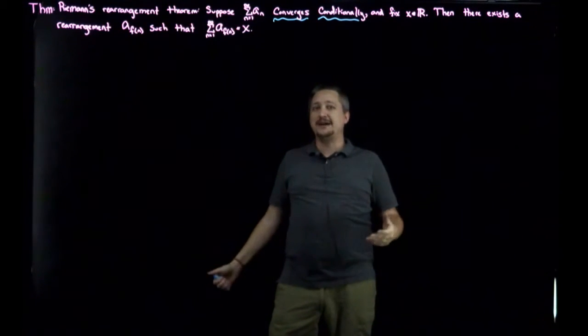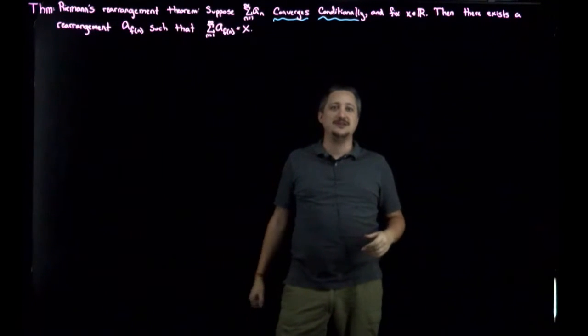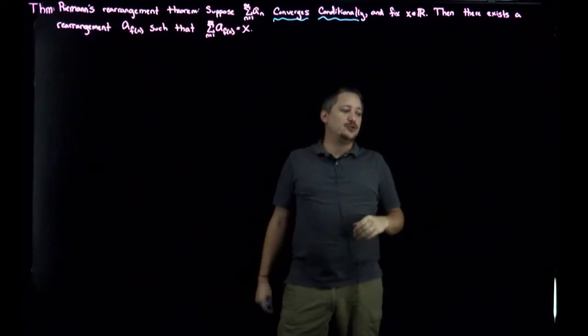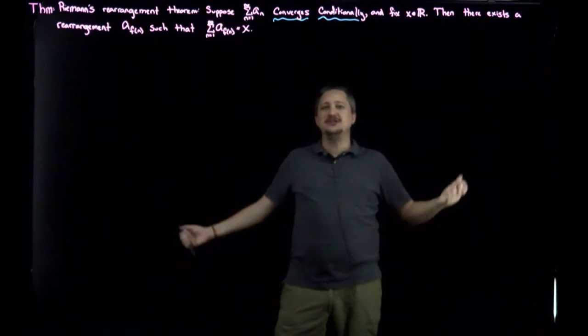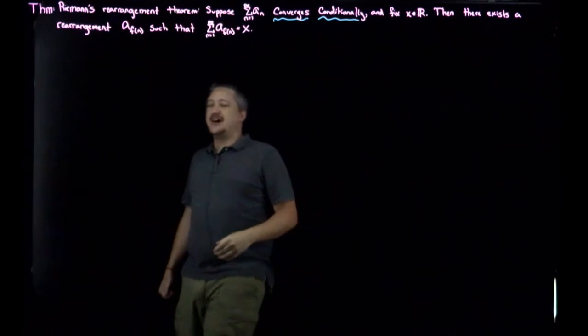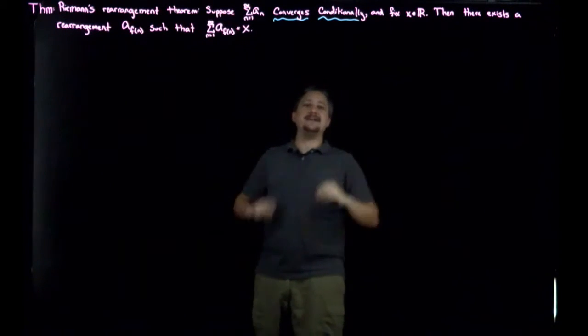You want it to equal pi, we can rearrange it to make pi. You want it to equal e squared over 17, we can do that, right? You want it to be sine of 4 radians, we can do that, okay?